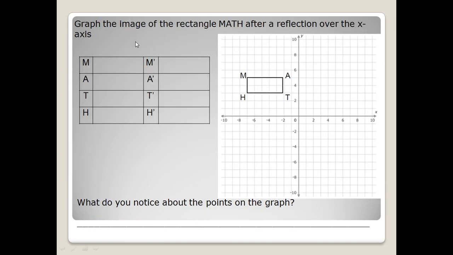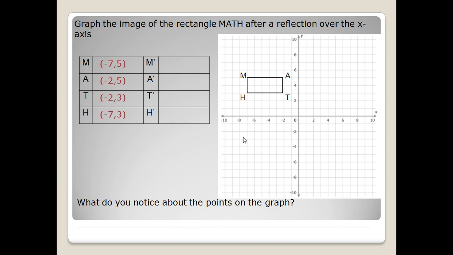All right, so now it says graph the image of the rectangle MATH after reflection over the x-axis. So now we're going from quadrant 2 to quadrant 3. So let's find the points of our pre-image. So M is at negative 7, up 5, and then A is negative 2, up 5, T is negative 2, 3, and H is negative 7, 3. So we write all of our points down. And now we're reflecting across our x-axis.